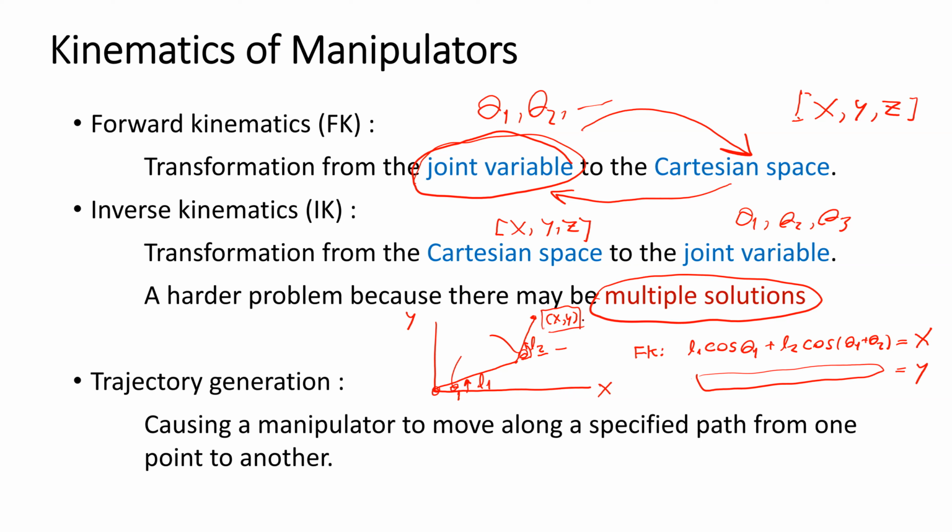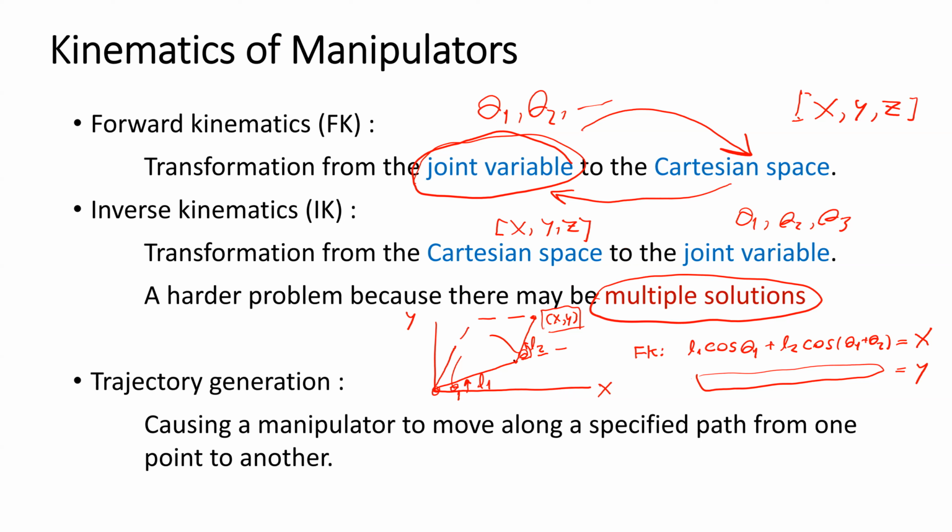But if we say we want the robot to go to the xy position, what should be the angle of each joint? What should theta 1 and theta 2 be to make the robot go to the xy position? If we put the problem this way, the complication comes from the fact that the robot can sometimes have alternative solutions.